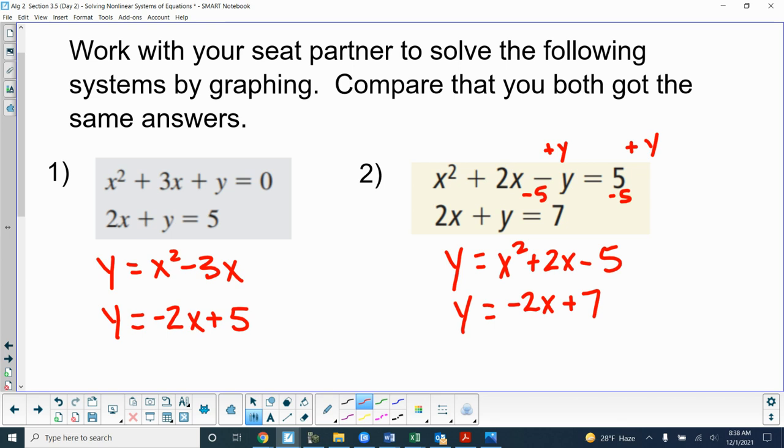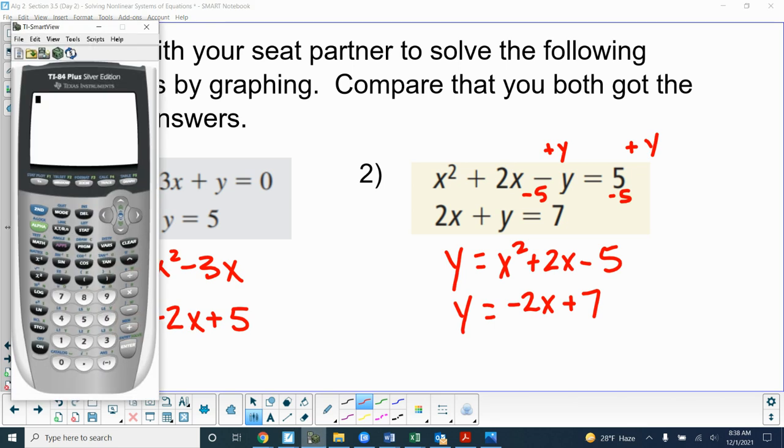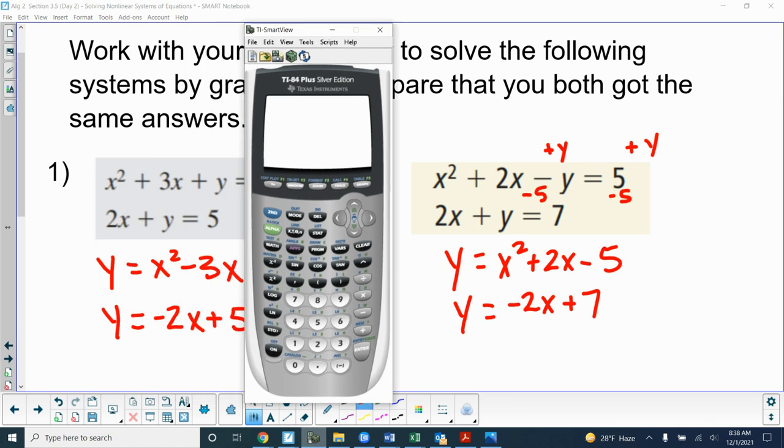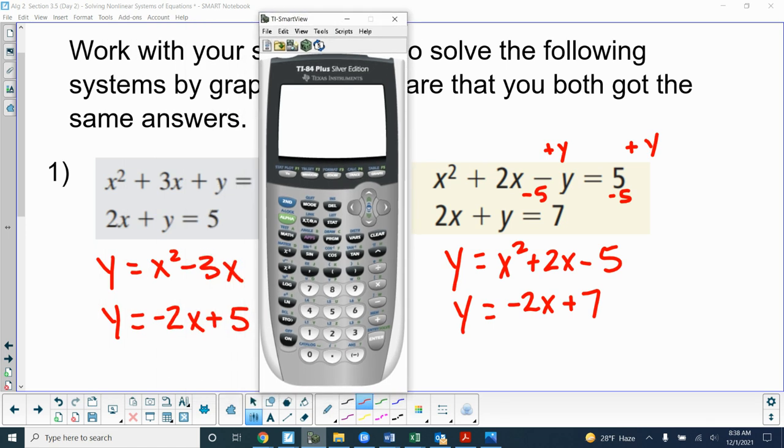We having any issues calculator-wise? You guys are pretty good at it now? All right, so let's just do this real quick. So we got x squared minus 3x. And then negative 2x. Remember, the negative is down here at the bottom. Negative 2x plus 5. Don't hit the minus sign there. And then hit graph.